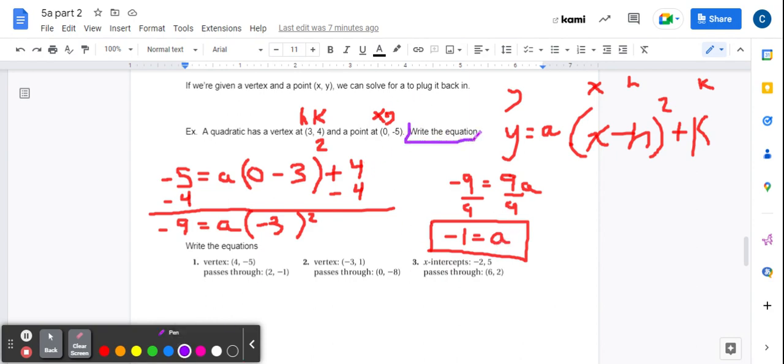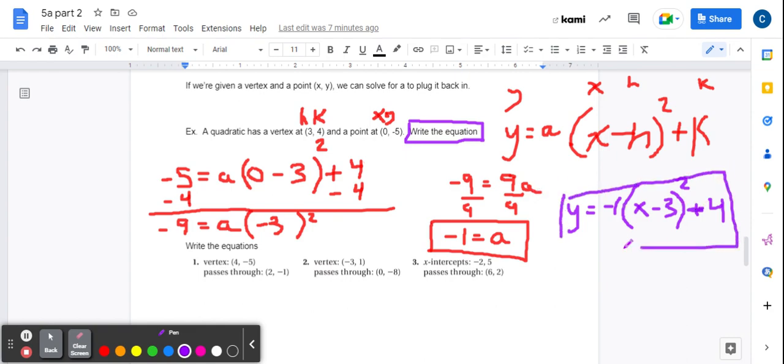So now when we want to write the equation, again, we use this (0, -5) to get a, which was negative 1. So the equation, remember, y equals a, which is negative 1, times x minus h, which would be x minus 3, squared, plus k, which would be plus 4. So that's our final actual equation right there: y equals negative 1 times (x minus 3) squared plus 4.